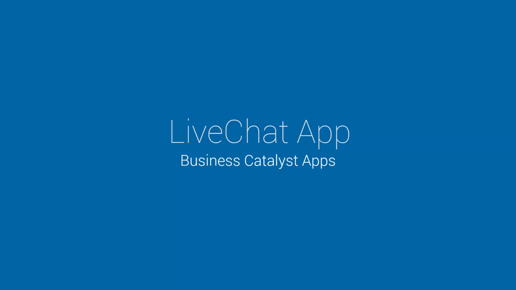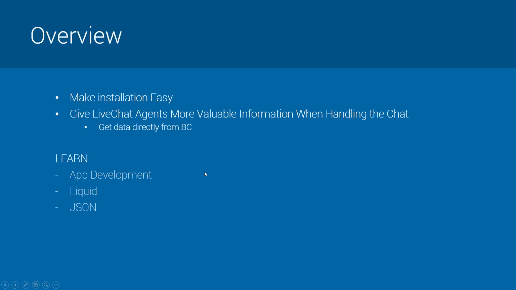In this video, I'm going to show you how I built the LiveChat Business Catalyst app. A quick overview of this app is that it makes the installation of the LiveChat widget by LiveChatInc.com easy. Also, it gives the LiveChat agents more valuable information when handling the client by getting data directly out of Business Catalyst. Information like number of times the customer has ordered, total order value, email, phone, and additional information. In this video, we're going to be learning about app development, Liquid, and JSON.